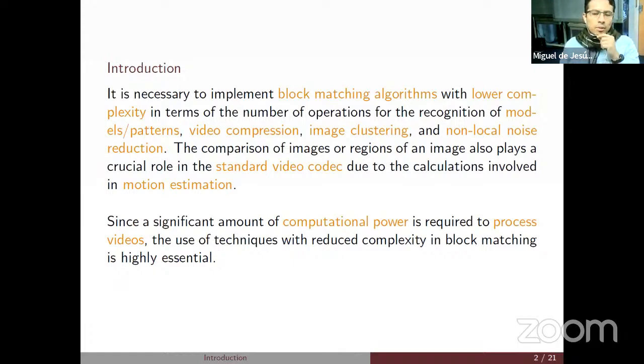So in order to present my work, an improvement in block matching algorithms using the similarity measure in frequency domains, the idea is to present firstly an agenda for today. And what is the idea to implement these algorithms? As we know, in block matching algorithms, the idea is to find a set of patches of images in another big image. This could be implemented in real applications such as video compression, image clustering, and noise reduction. And the idea is to use fewer calculations in comparison to the full search algorithms, which can be very costly in terms of calculations. So in this work, we use certain techniques such as hierarchical search in order to reduce these calculations.